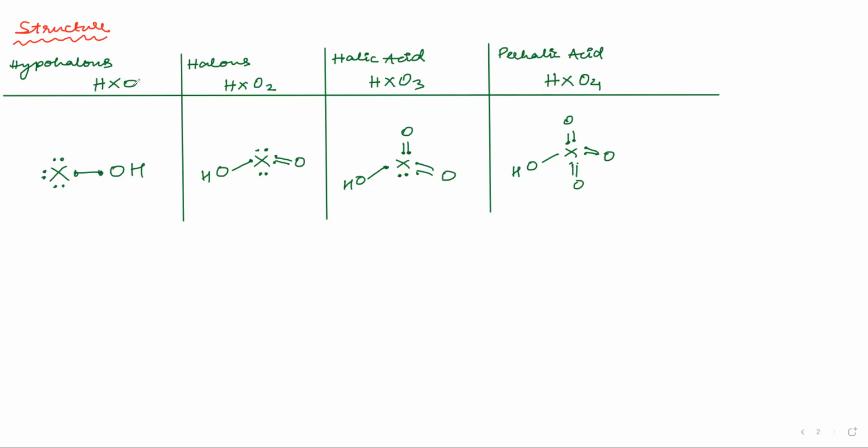Also, you can say that in hypohalous acid, what is the oxidation state? Except fluorine, all will have +1. Now here the oxidation state will be +3. Here the oxidation state will be +5. Here the oxidation state will be +7. In the first one, please remember that it is +1 except for fluorine. For fluorine, it is -1.